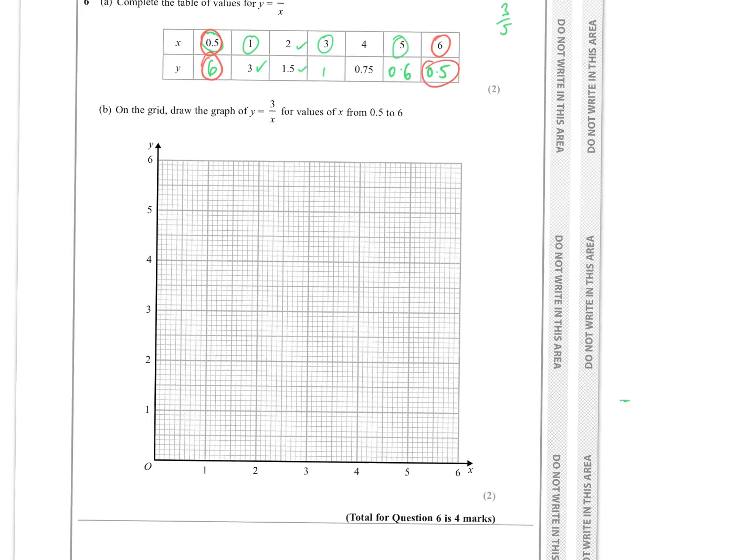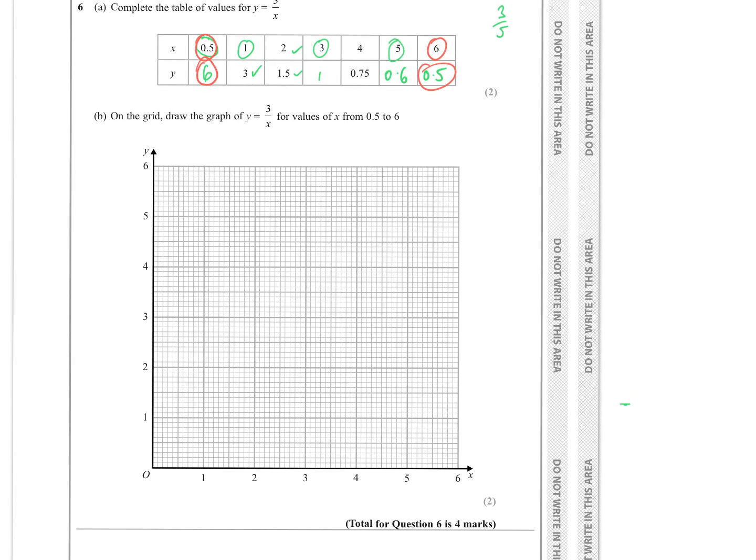Now, let's have a look at drawing the graph. So be very careful. We're going to plot the points now. So we've got 0.5 along, 6 up, 1, 3, 2, 1.5, 3, 1, 4, 0.75, 5, 0.6, and 6, 0.5.